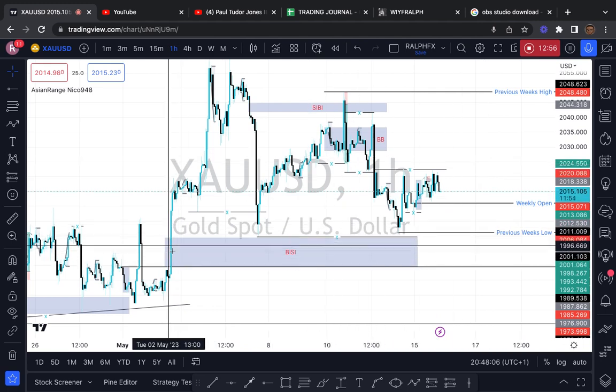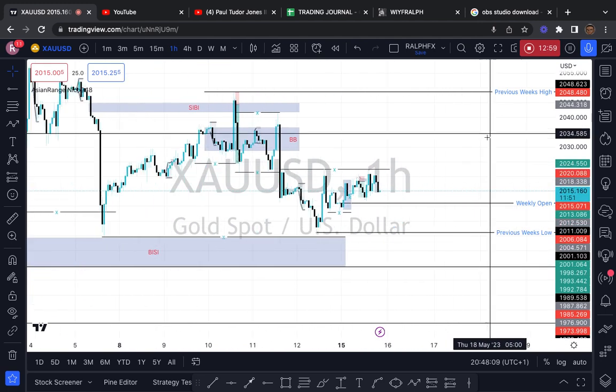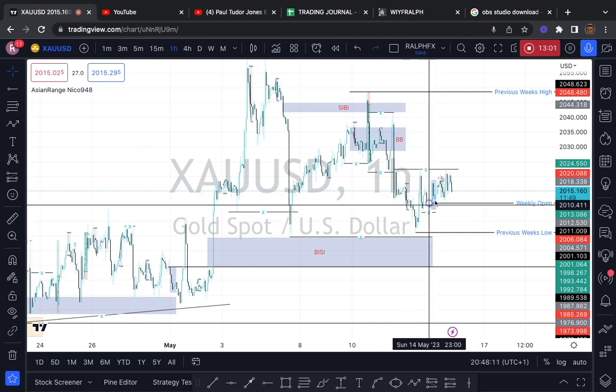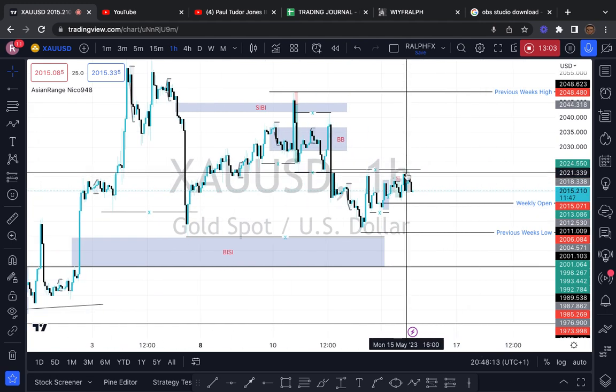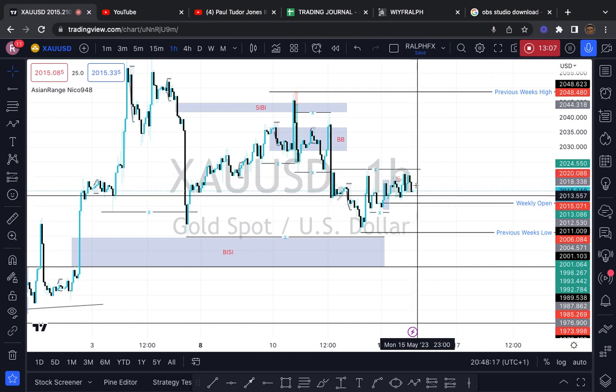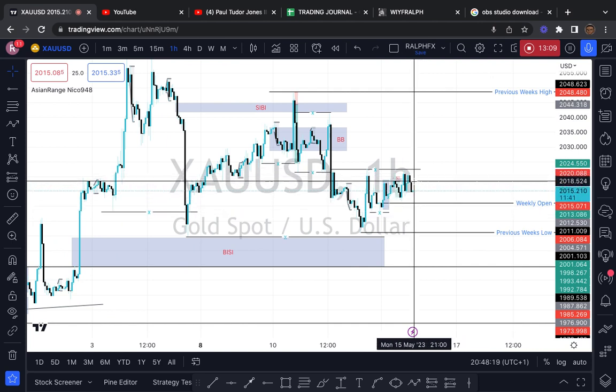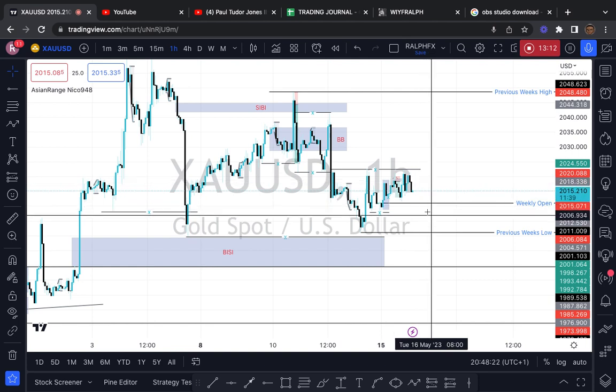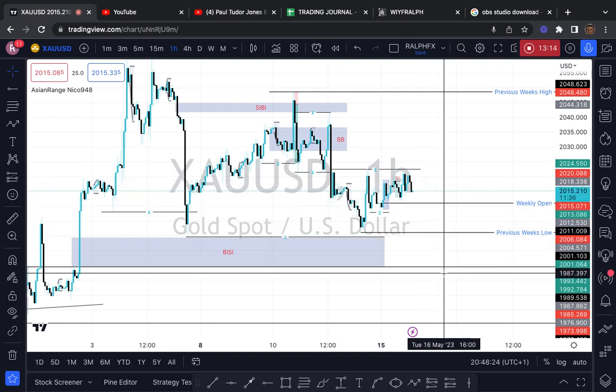So we have this BC here. And what I'm just looking at, we have the weekly open and we have price above the weekly open. So if we are to short this market above the weekly open, that's going to be a good trade, especially if the weekly candle expands towards the downside.